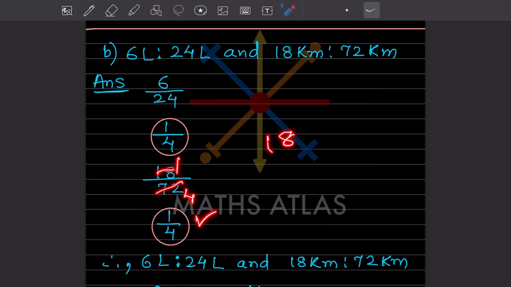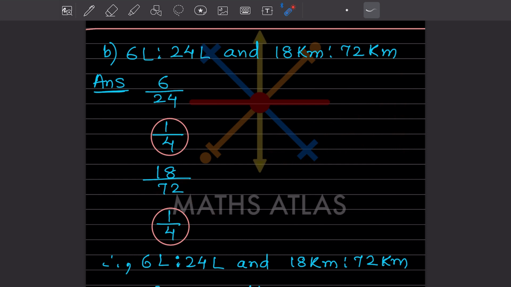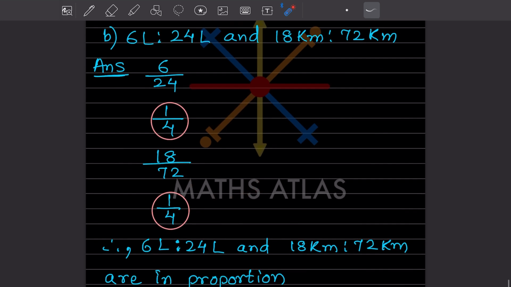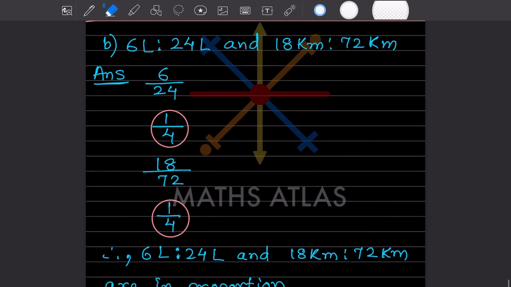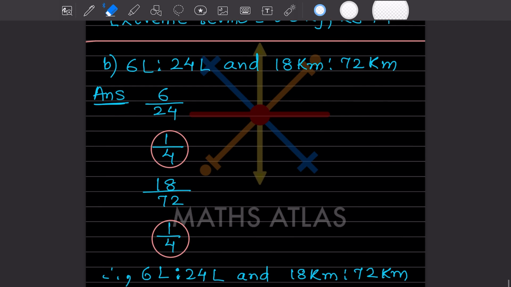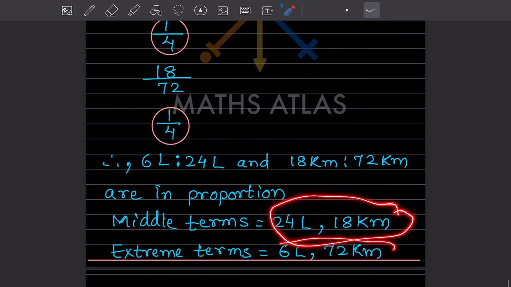If you don't know the 18 times table, what are you going to do? You are going to keep on dividing by 2. So this is going to be 9 and this is going to be 36. Now again, you can divide it by 3, or you can do 9 ones and 9 fours. So that is 1 by 4. Now you can see both numbers are same. So what can we write? These are in proportion. Again, they have asked for the middle and the extreme terms. The middle are these and the extreme are these. So the middle terms, same thing, whatever is written, we'll write it over here.